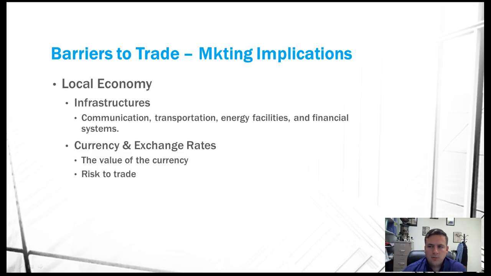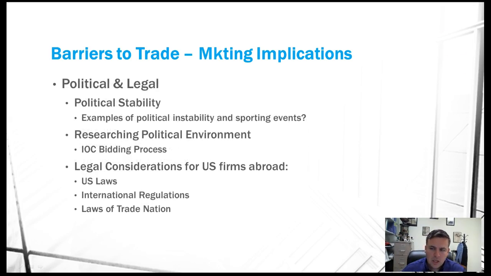And so multinational corporations and events want to make sure that the currency and the exchange rates are sound and are not fluctuating when they're holding events. It's again a barrier to trade. Another could be political and legal stability, or political stability and legal action.